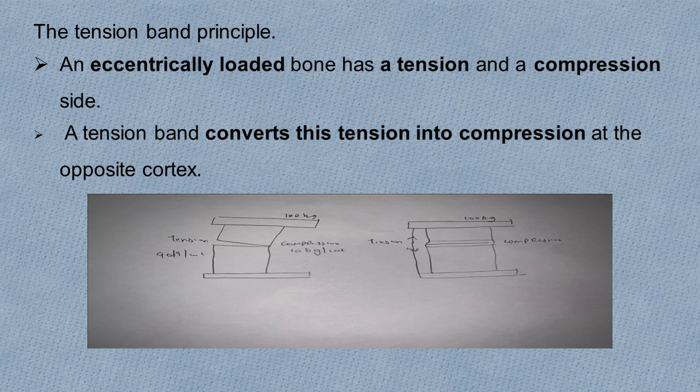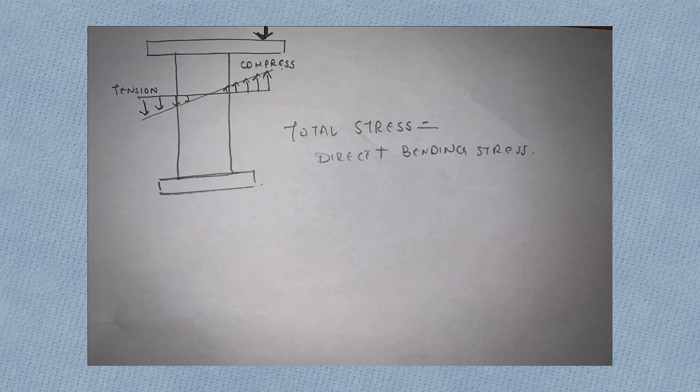So as mentioned, the tension band principle is that an eccentrically loaded bone has a tension and a compression side. A tension band converts its tension into compression at the opposite cortex. The eccentrically loaded bones are femur, humerus, radius, and ulna. In the femur, the tension acts on the anterior lateral surface and compression acts on the posterior medial surface. So the total stress is equal to direct plus bending stress.